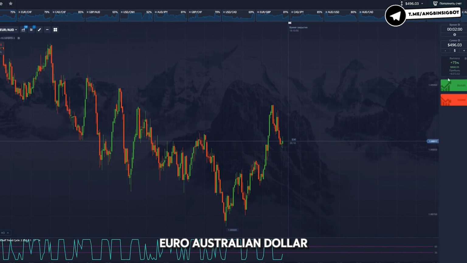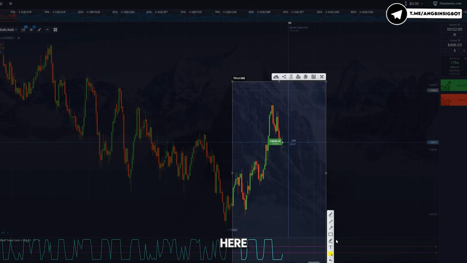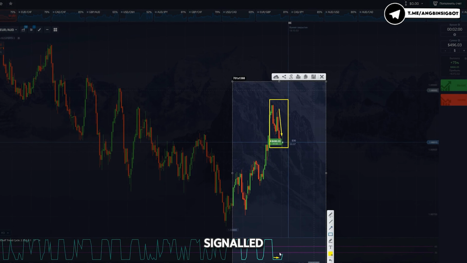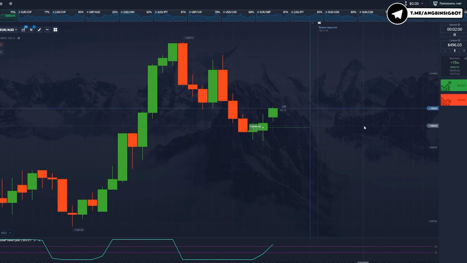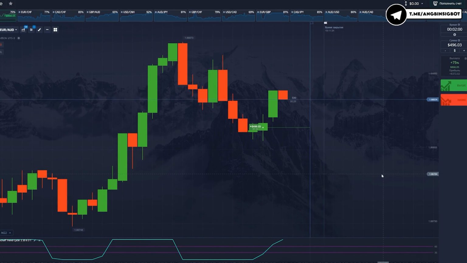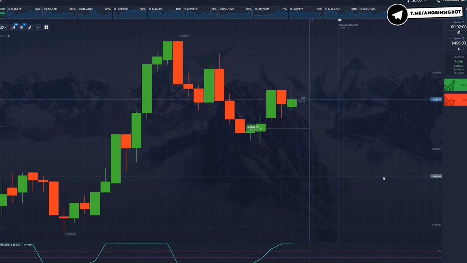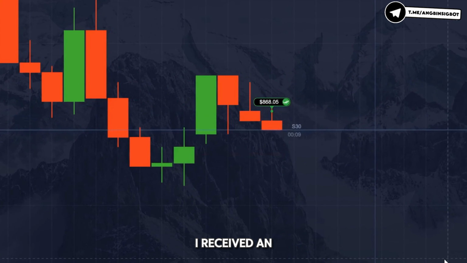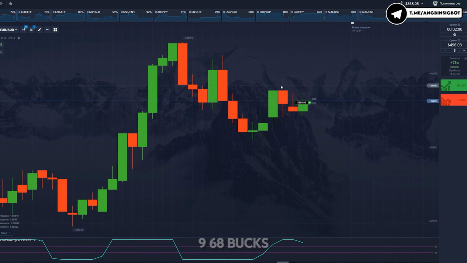I enter the Euro-Australian dollar pair, highlight the area, and I think you already guess what is happening here. The potential movement is directed downwards, the indicator has signaled, and I expect the price to rise. I received an additional $372 to my account and my balance is now $868.